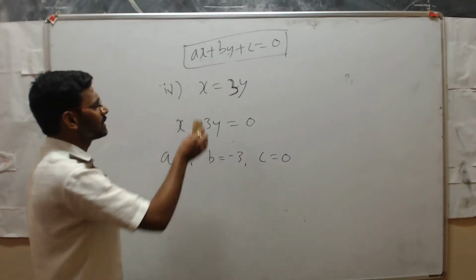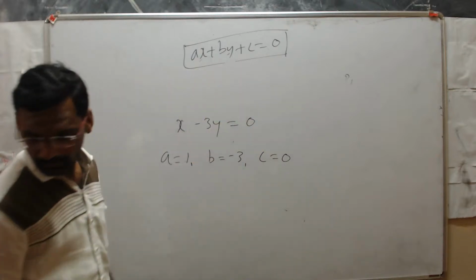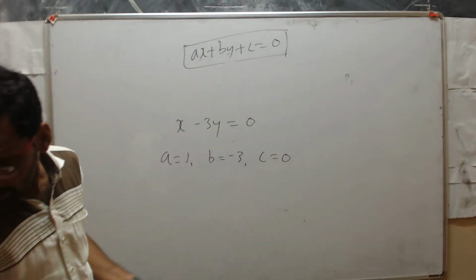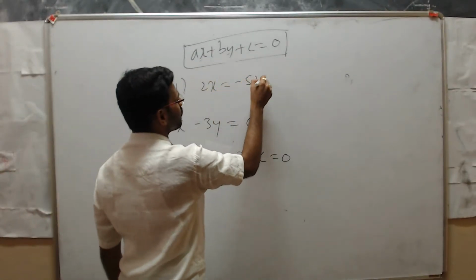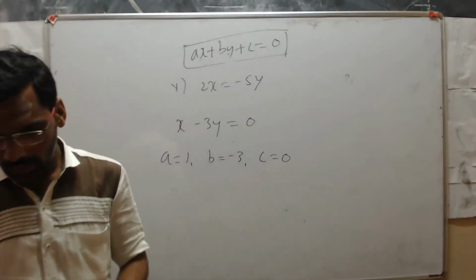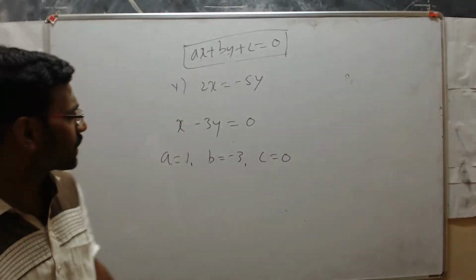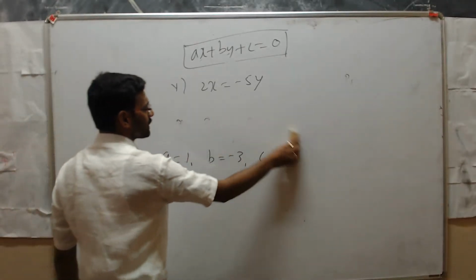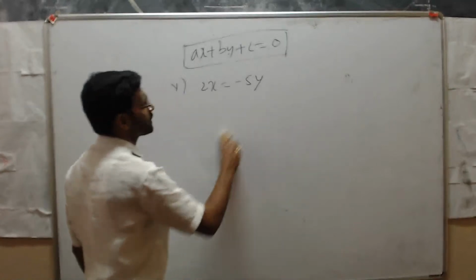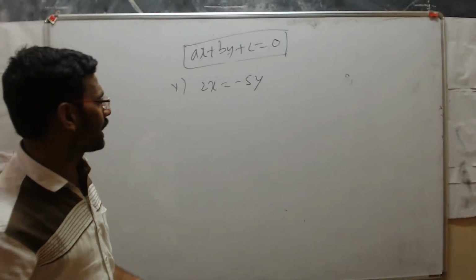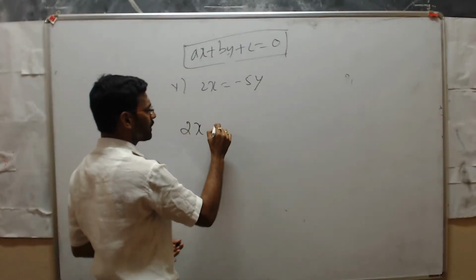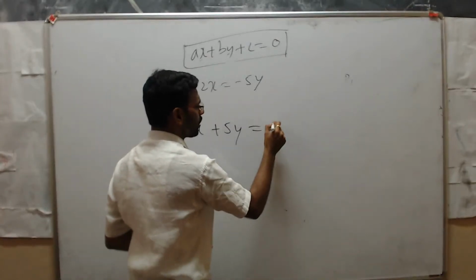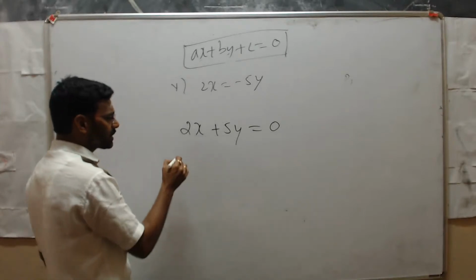C value is 0. Then fifth one: 2x minus 5... 2x is equal to minus 5y. Now this is not in the form of ax plus by plus c is equal to 0. Then we should convert: 2x as it is, then minus 5y becomes plus 5y is equal to how much? 0.